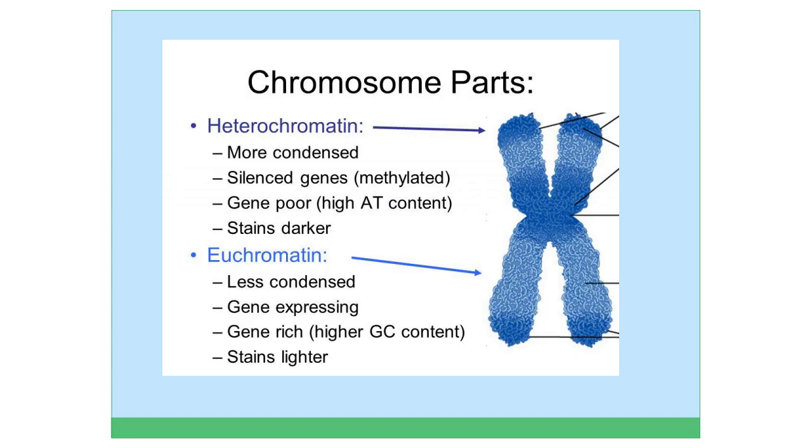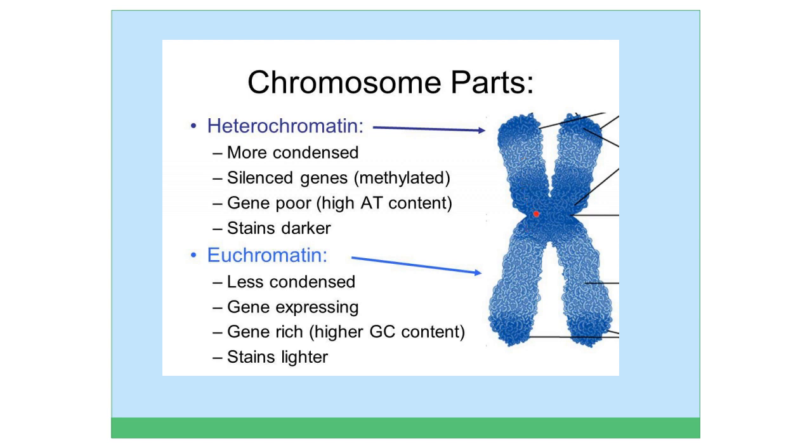So if you were to look at a picture of a chromosome, we usually see these dark and light banding patterns in the chromosome, and that's because they take up stains differently. Heterochromatin is the one that is more tightly wound. There's less gene expression in these regions. They tend to have a higher AT content, so they have more AT pairs than you would see in euchromatin. Euchromatin would have more GC content, and they stain darker.